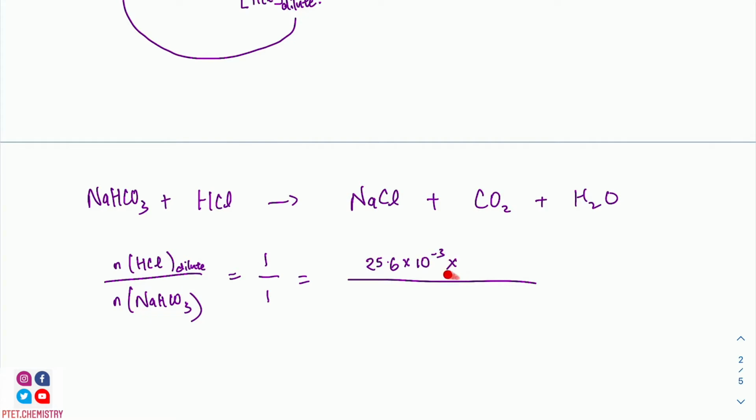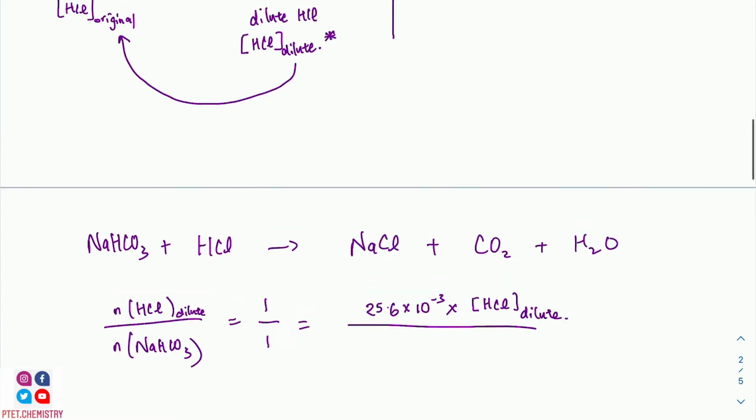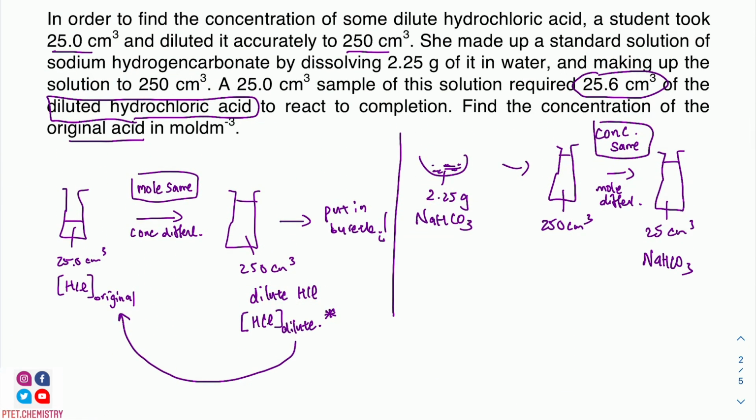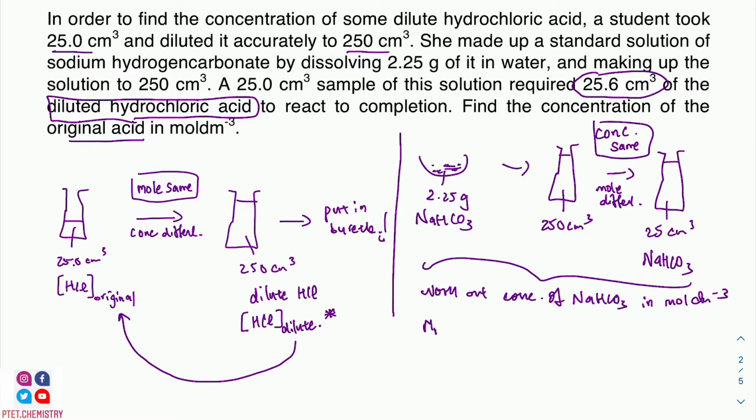Convert to dm cube because all the top bit are for the HCl. So that is the concentration, in square brackets, of the HCl dilute. And then the concentration of the sodium hydrogen carbonate, which I am not given. So what should I do? Work out the concentration of the NaHCO3 in mole per dm cube. Well, you need the Mr. You need the Mr of the NaHCO3.